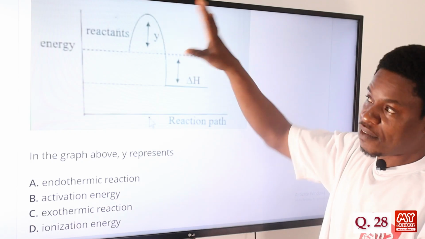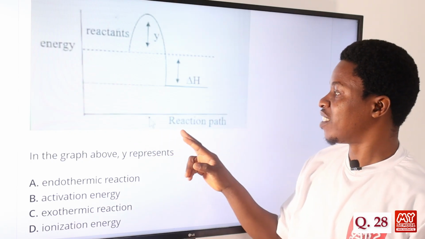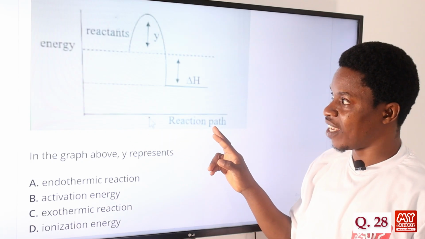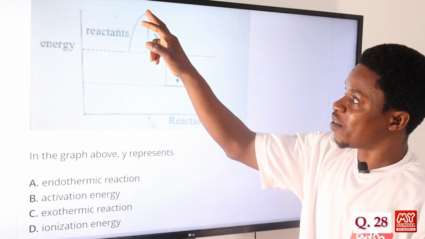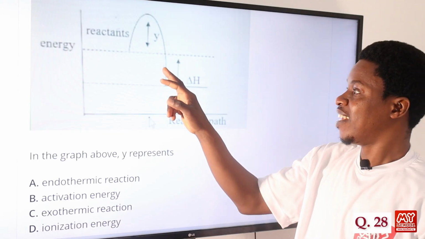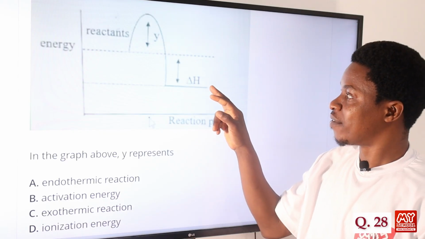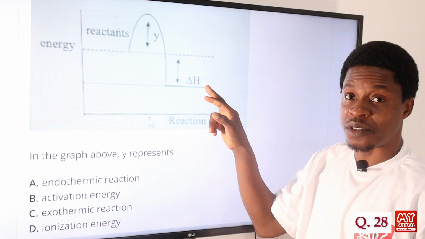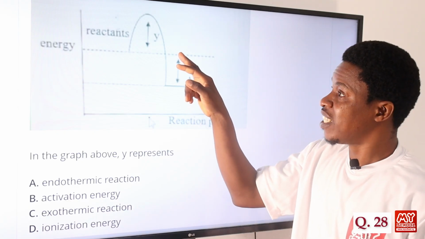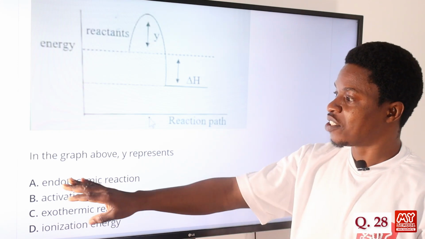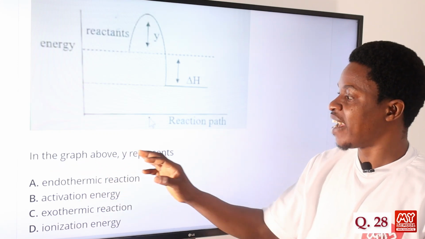We have a graph here. You can see energy is plotted against reaction pathway, and we have the reactants on this side, and then a peak up here, then moving this way, and then we have this. Of course, this is where we have our product, because you can see delta H, the change in enthalpy, between here and here. So the question says, in the graph above, y represents what?